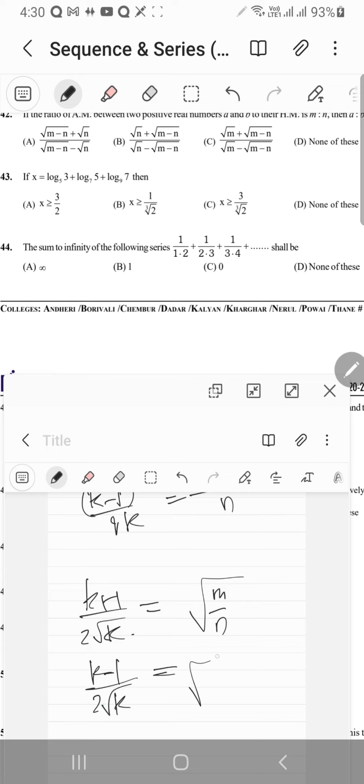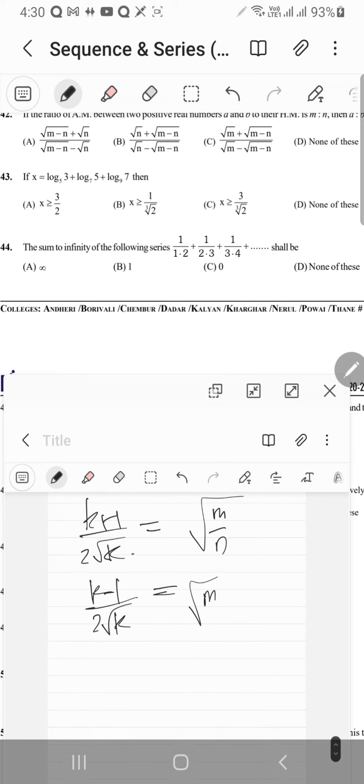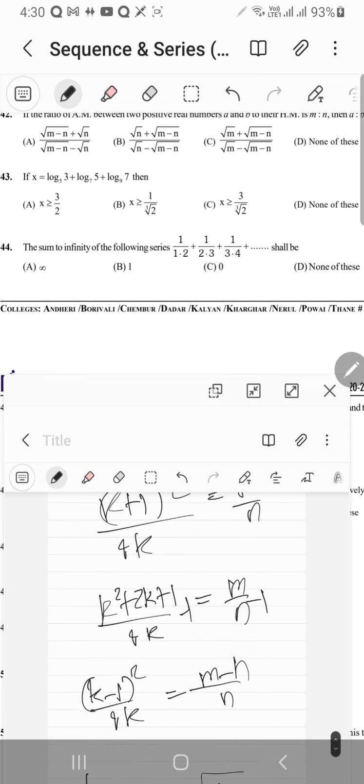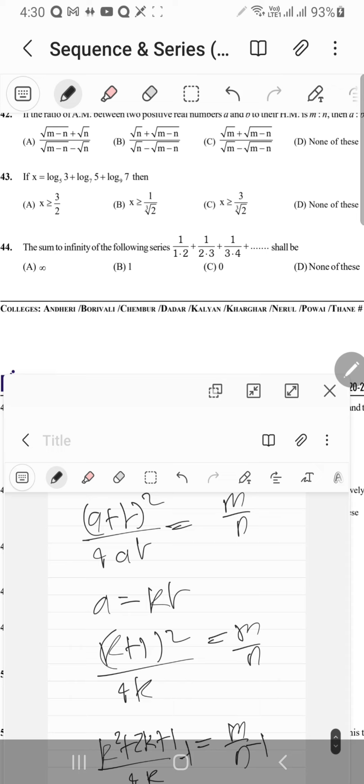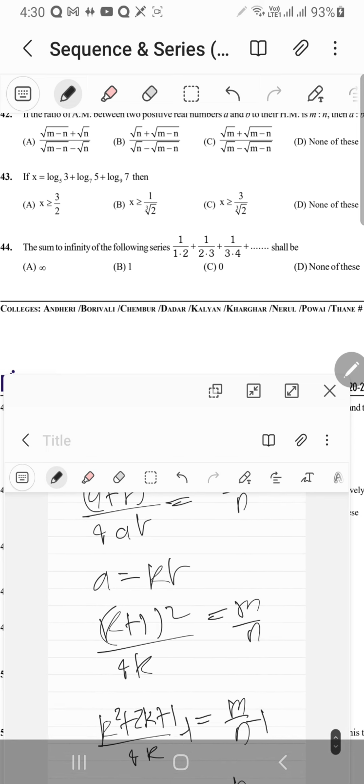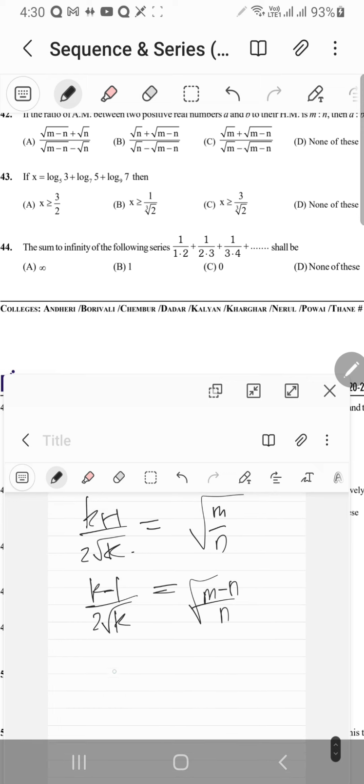And that thing is square root of what? M minus n upon n. So like this thing. And then we can, I don't know, add both of these. Yeah, I think this was correct. Well, looks correct to me. Okay, fine. Add these up. So that will be 2k, that's gone. So k upon square root k is just square root k. There you go. Square root k is square root of m upon n plus square root of m minus n upon n.